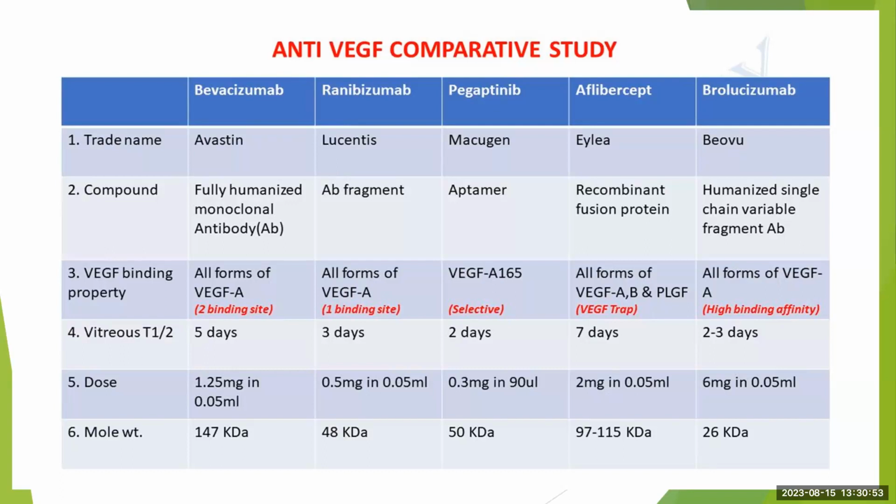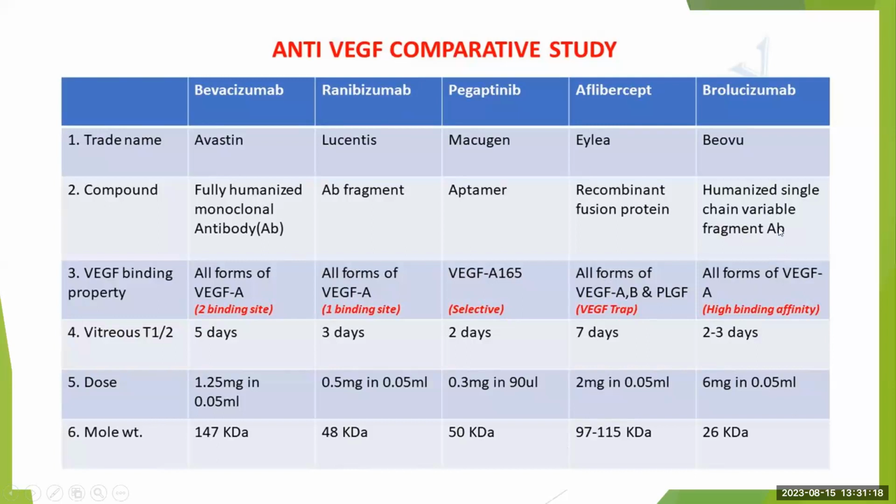It is injected as 0.3 milligram in 90 microliter. Its molecular weight is 50 kilodaltons. Aflibercept, also known as Eylea, is a recombinant fusion protein. It acts on all forms of VEGF-A, also VEGF-B, and placental growth factor. Dose is 2 milligram in 0.05 ml. Its molecular weight is 97 to 115 kilodaltons.